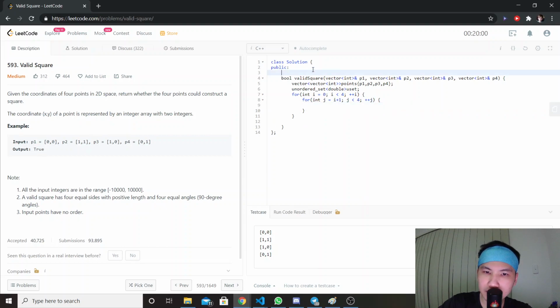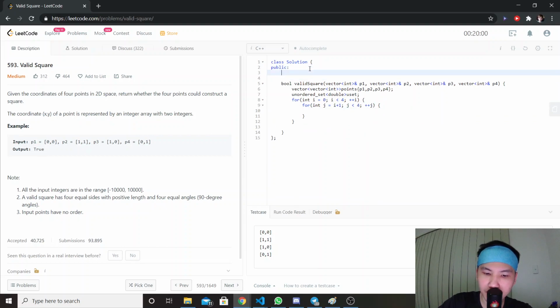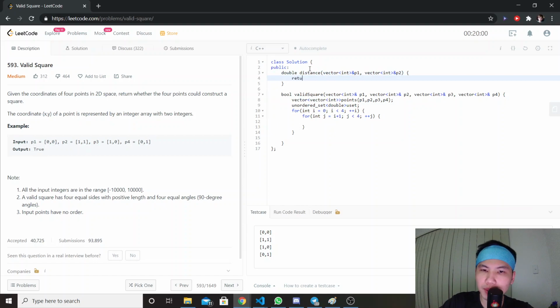Okay, from here we want to find a length. So let's just create a formula. I mean a method. So double distance. We take in 2 points. So we have the 2 points. We want to apply the distance formula. I'm just gonna type this out.